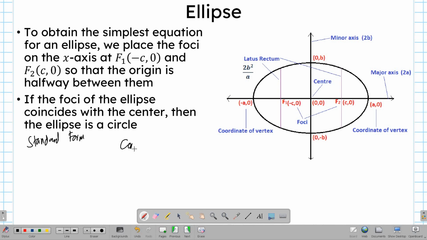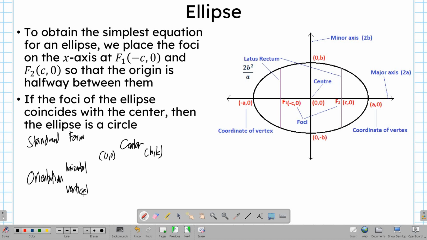First, where is the center of the ellipse located? And second, what is the orientation of the ellipse that we're talking about? Is the center at (0, 0) or is it at (h, k)? And is the orientation horizontal or vertical?